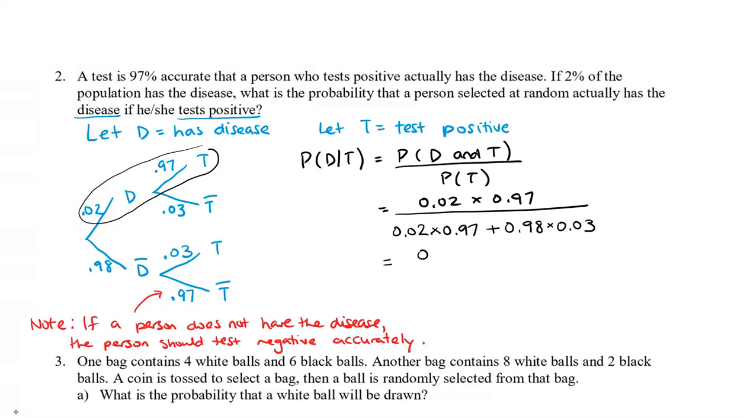So in the numerator, we get 0.0194. In the denominator, we get 0.0488. But you can type all of this out together at one time, and you get 0.398. And that's how you do a conditional probability problem.